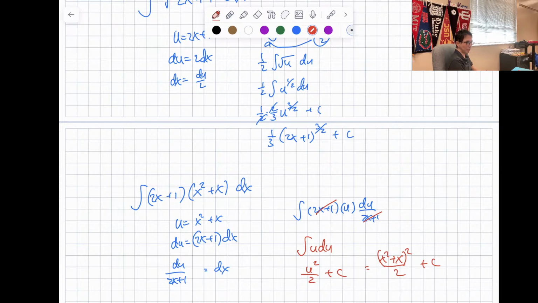Do you see why I do this? I anticipate. I think about u equal to this, or u equal to that. I'm thinking about what happens with du. I don't just blindly go to u equal to 2x plus 1, because u equal to 2x plus 1 is actually not able to help you. So u equal to x squared plus x would help you.